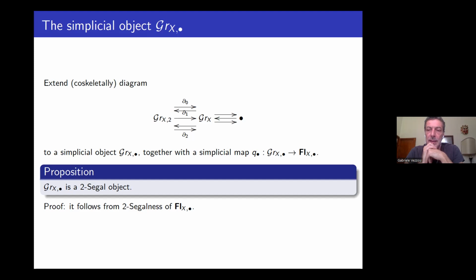And the fact that Flag X bullet, we have proved that it's a 2-Segal object, then one can prove that, because we use some properties of this map Q bullet, GR X bullet is a 2-Segal object. I wrote that it follows from 2-Segalness of Flag of X, but it's not completely fair. There is a little bit more work to do, but it's true.